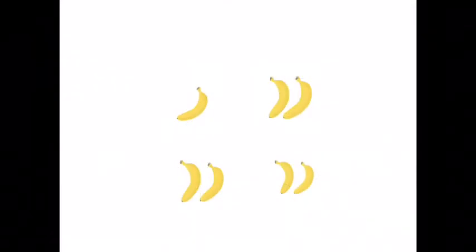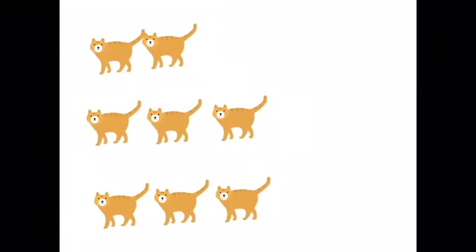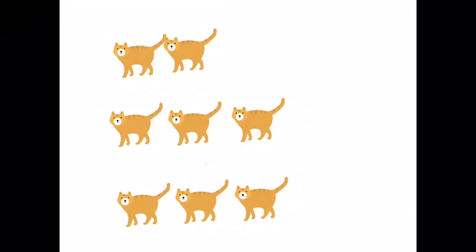Another example of identifying equal groups, we've got ourselves some bananas. Which group is unequal? Yep, well done. That one's not equal because we've only got one in there. Another example here we go. We've got ourselves some cats. Which line is not equal? Well done. This line here is not equal. We're missing a cat just there.